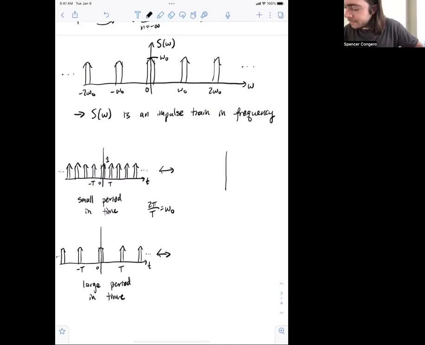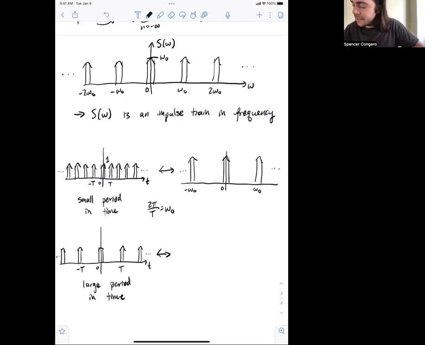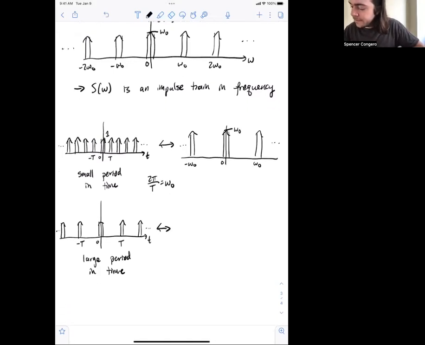And so what I get is delta functions that are spaced out. There's a large period in frequency, because the period in frequency is omega naught, which, as the period in time T gets smaller, gets larger. These all have height omega naught, so I've drawn them a little bigger as well. But this is a large period in frequency.